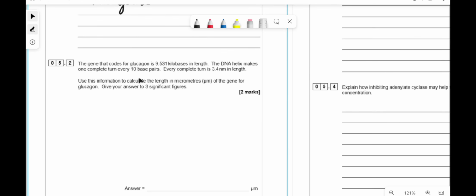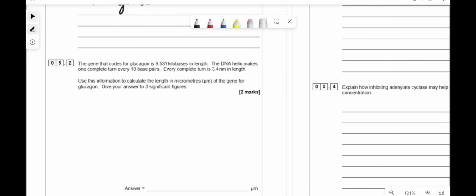So the gene that codes for glucagon is 9.531 kilobases in length. The DNA helix makes one complete turn every 10 base pairs. Every complete turn is 3.4 nanometers in length. Use this information to calculate the length in micrometers of the gene for glucagon. Give your answer to three significant figures.